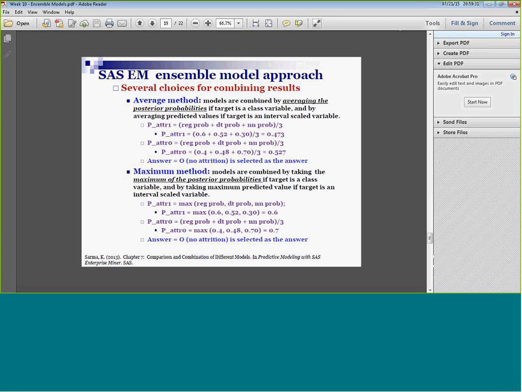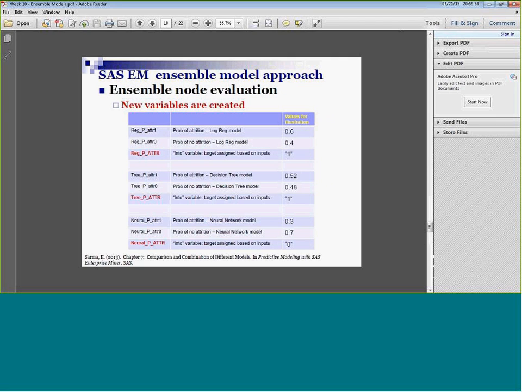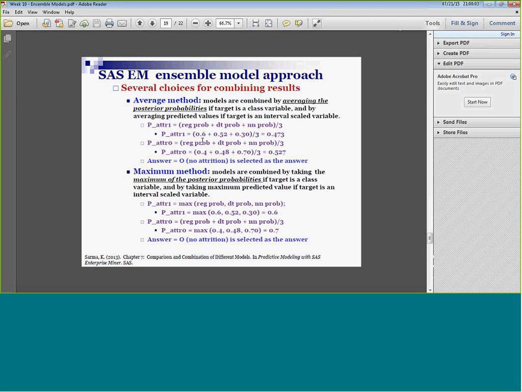First of all, there's the average method, okay? So we're averaging the posterior probabilities for a class variable and averaging the predicted values for an interval. This was a class variable, either 1 or 0. So what do we have? Well, we have the probability from the regression, the decision tree, and the neural net, divided by 3. For the 1, we have 0.6, 0.52, and 0.3, don't we? Divided by 3 gives us 0.473.